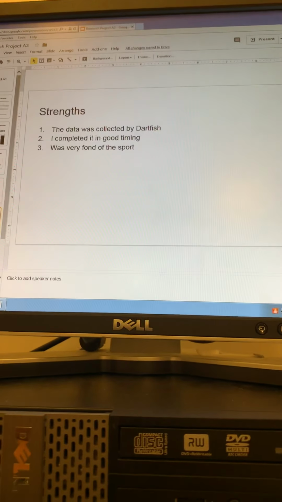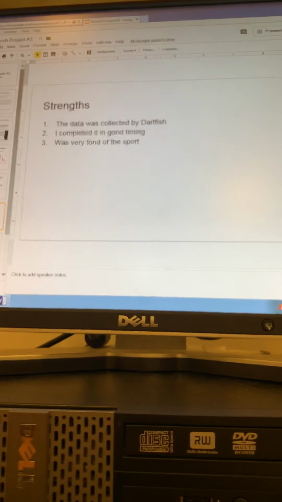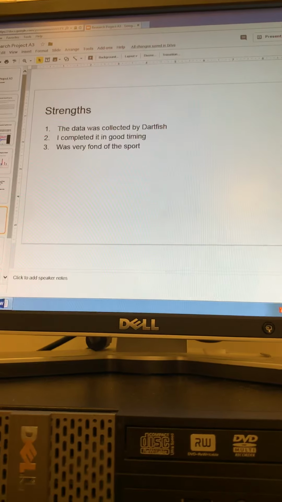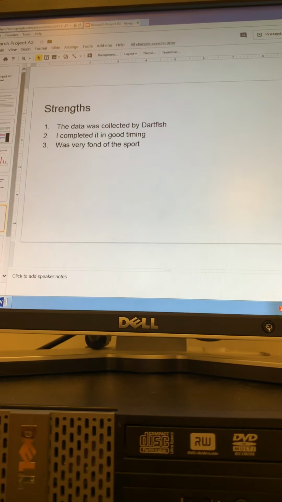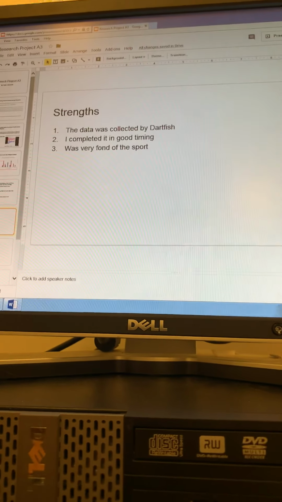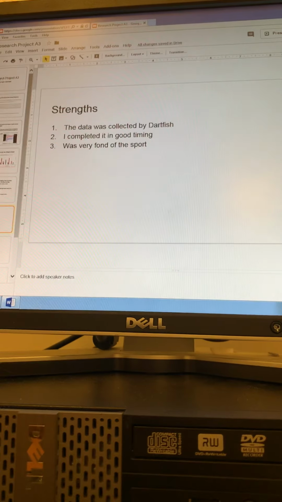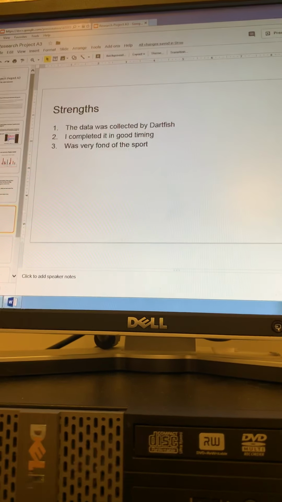Another strength of my project was I completed it in good timing. Getting all my work done on time and not having to rush it made it a lot more reliable for me, because if I was rushing I wouldn't be fully concentrated, so I would have missed parts of the project and would have had unreliable results.